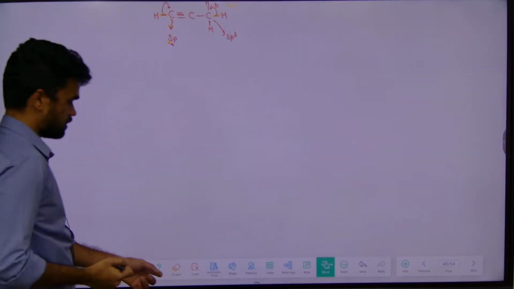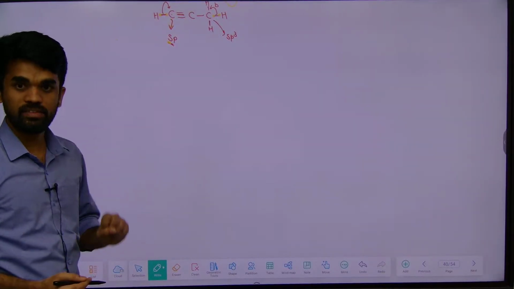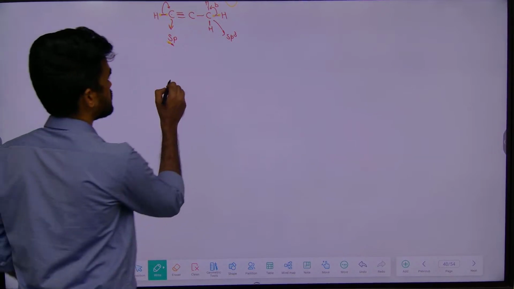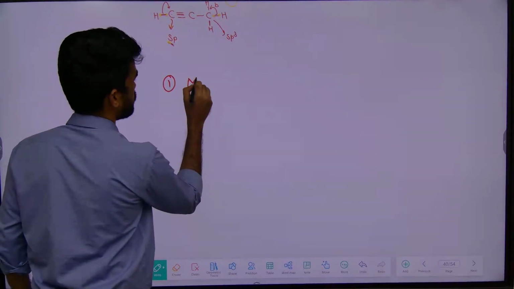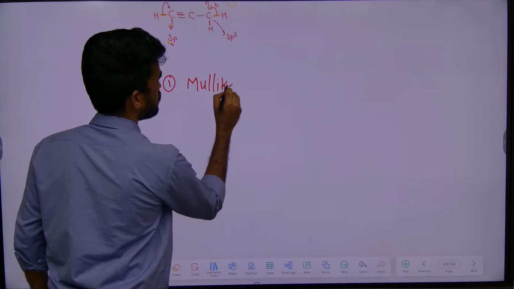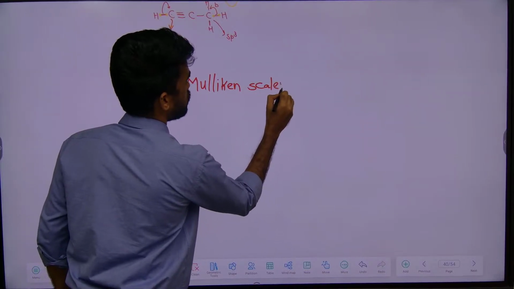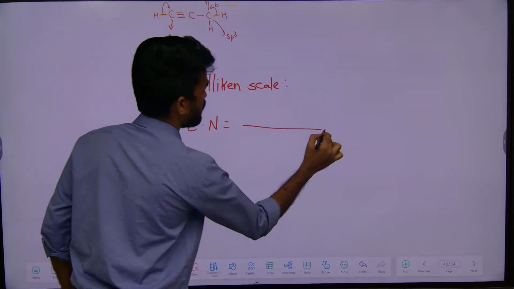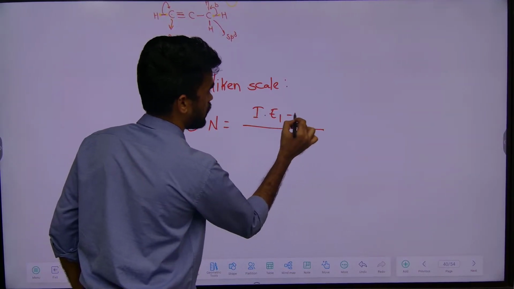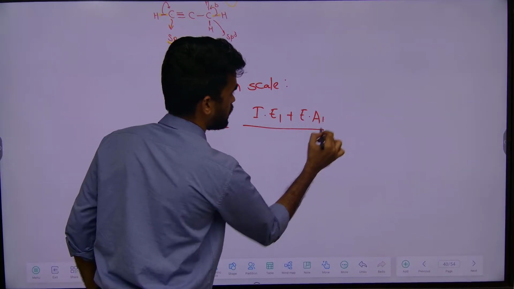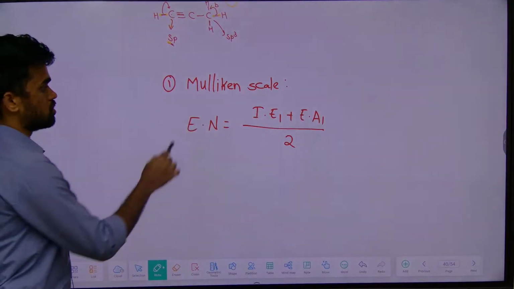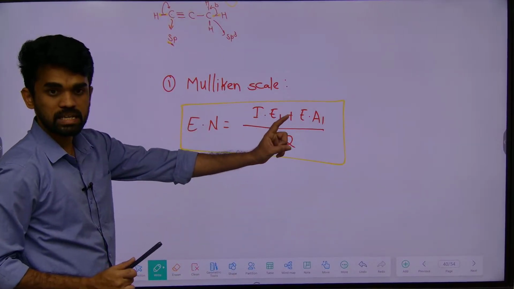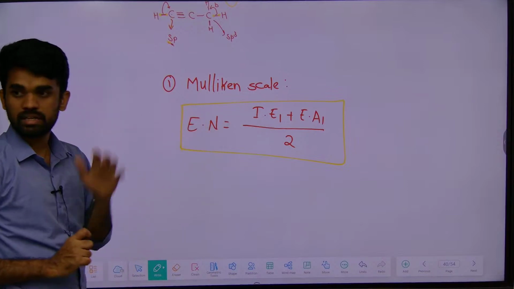Now next thing is, in order to express electronegativity, we have different scales. The first scale is the Mulliken scale. The Mulliken scale considers electronegativity as an average of the first ionization energy and the first electron affinity. So the Mulliken scale considers what? Ionization energy and first electron affinity. The average of the two is electronegativity.